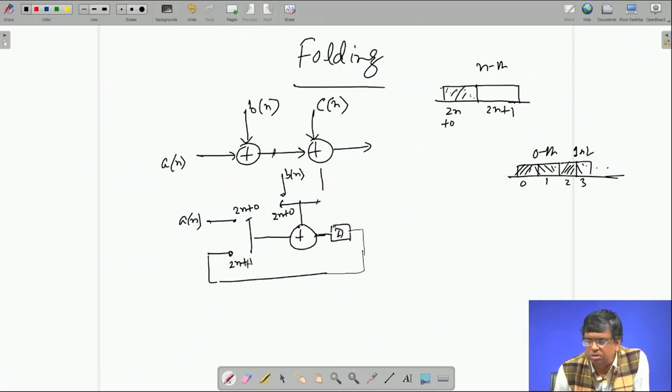The switch moves here at 2n plus 1. Why 2n plus 1? Because at 2n plus 0 I added, then there is a delay. So, this result comes up at 2n plus 1. This switch moves here at 2n plus 1. This moves here at 2n plus 1. So, in the 2n plus 1 cycle, this intermediate result and cn get added and the result comes out here. This result you can take at the next cycle, 2n plus 2.